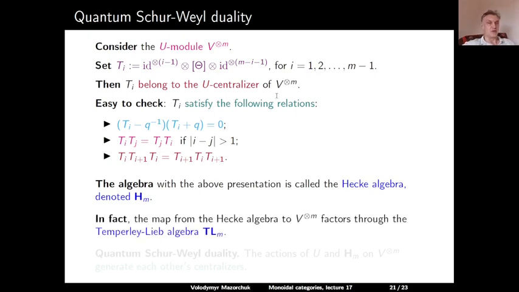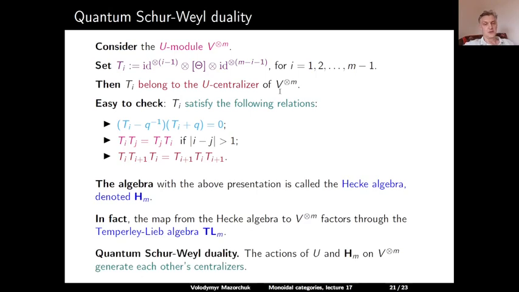In fact, it's not the full Hecke algebra which acts here, since V is two-dimensional. This action factors through a certain quotient of the Hecke algebra, which is called the Temperley-Lieb algebra. And we have the quantum Schur-Weyl duality: the actions of U and the Hecke algebra on V tensor m generate each other's centralizers.